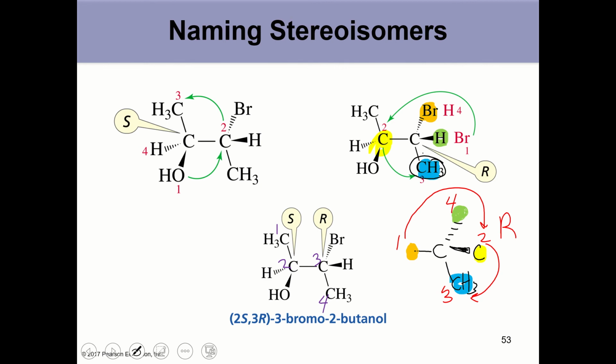This is a butanol. It's a 2-butanol because the alcohol is at carbon 2. The substituent is bromine. So this is 3-bromo-2-butanol. And after we identify the configuration of asymmetric carbon 2 and asymmetric carbon 3, then we can complete the name as parentheses 2S, comma 3R, close parentheses, dash 3-bromo-2-butanol.